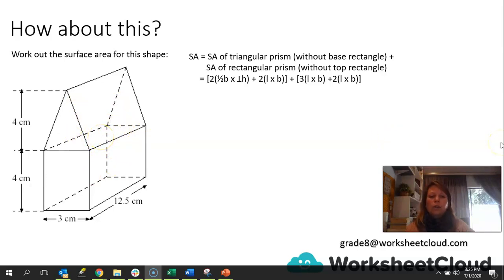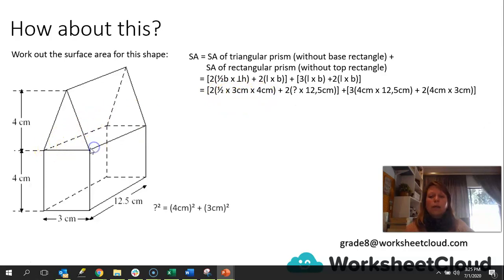Okay, so let's go through this because there is a side that is missing. We've got a height here, but we don't actually have that side for the rectangle in the triangular prism. So let's plug in what we've got. We've got 2 times half times 3 times 4, the 3 being the base there and the 4 being the height. But I've got to go plus 2 this side times 12,5, and the other side would also be the same, but I don't know what this side's length is.